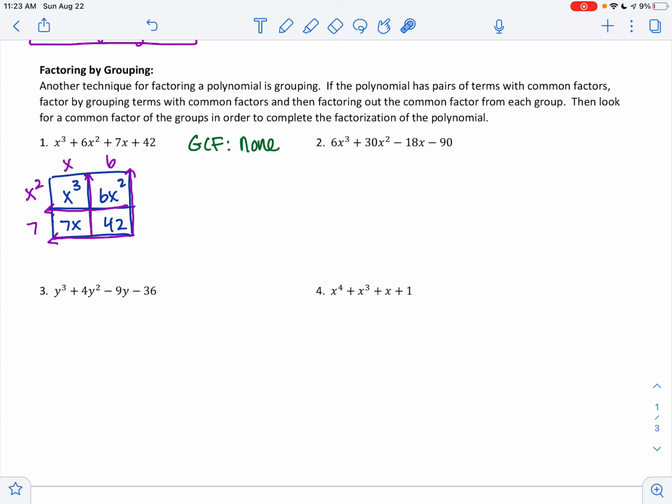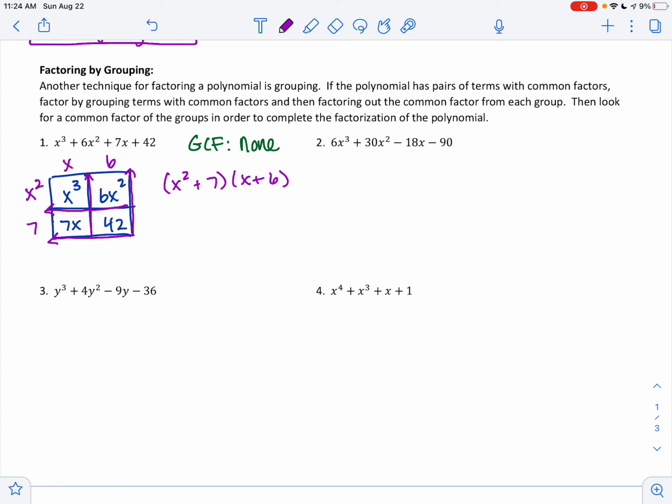Remember that the wonderful thing about factoring is that you can always check your work. X squared times x is x cubed. X squared times 6 is 6x squared. 7 times x is 7x, and 7 times 6 is 42. So my factors are x squared plus 7 times x plus 6.